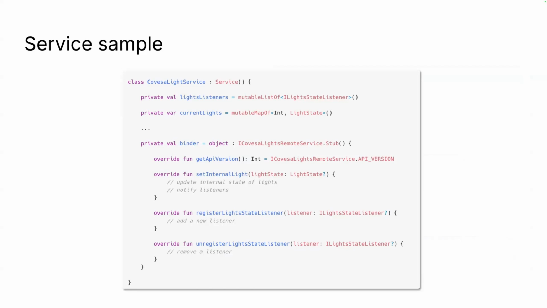Again, the service example is pretty simple. In this case, we just have the binder to be implemented with the different methods. One, to check when a listener is registered or unregistered, and to react when set internal light is invoked. In the mock version that is in the repository, there is a list of current lights, which is the one that gets propagated to all the registered listeners every time that set internal light is invoked.